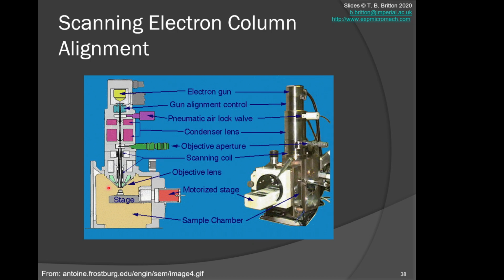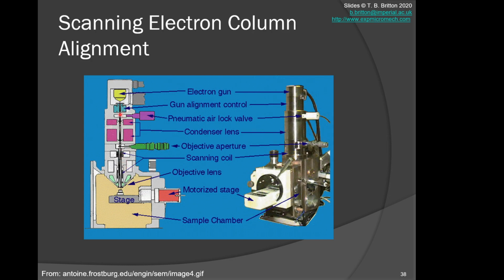Now, to do the alignment of your microscope, often I would suggest that you work your way down the column. So you start at the top and you align the gun as best as possible, or the manufacturer does that for you. You then align the condenser lens. You then align the objective aperture. You then align the objective lens down here. And you can do this iteratively. Once you've lined it up once for your particular voltage, you can go back to the top and nudge it to get it just slightly better.